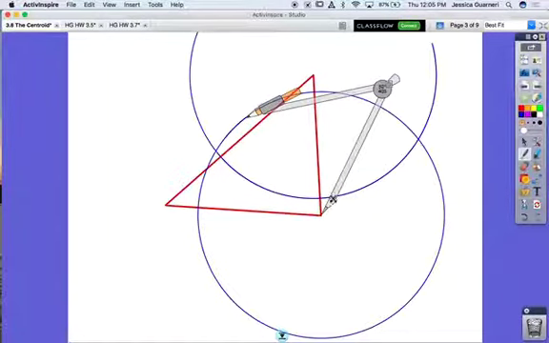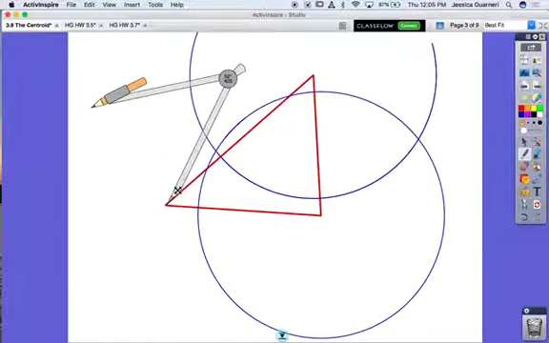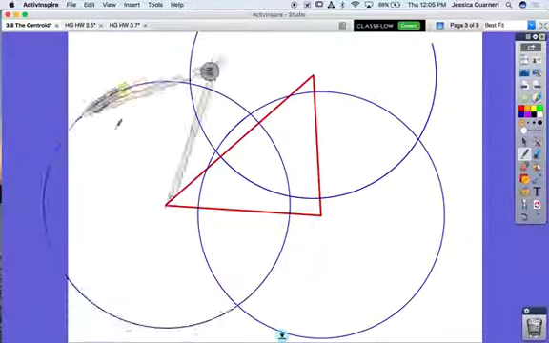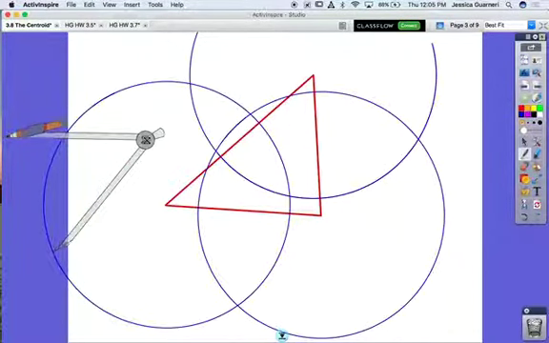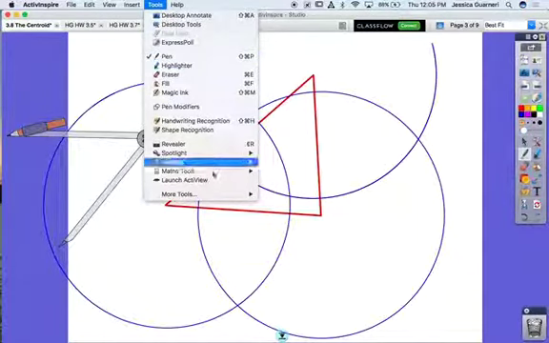Miss G, is a perpendicular bisector basically an altitude but in the middle of the line? No, not at all. An altitude is a perpendicular, but it's not a perpendicular bisector. A perpendicular bisector cuts a line in half. They're both right angles, but one cuts a line in half, and one comes from a vertex and forms a 90. That's the difference.